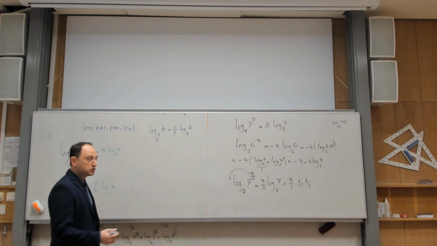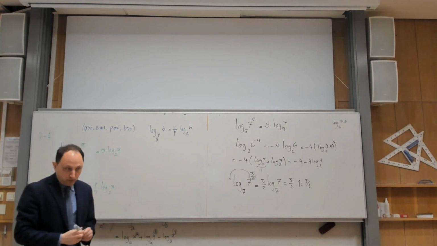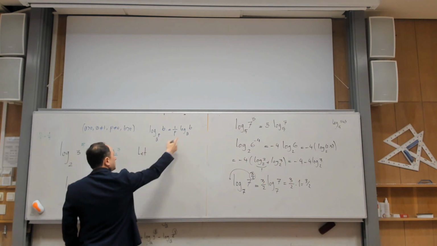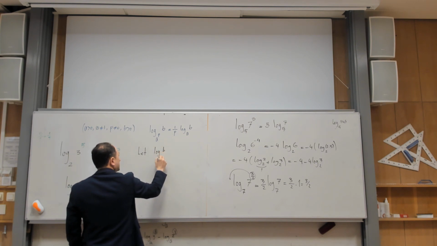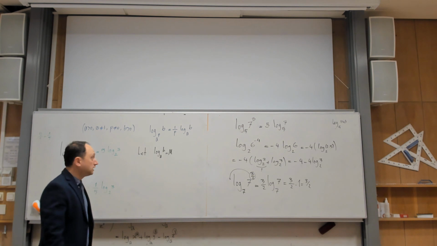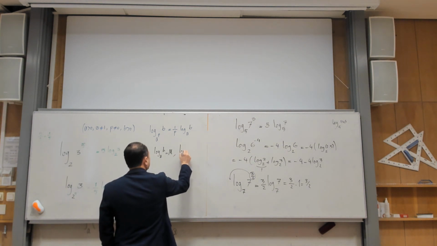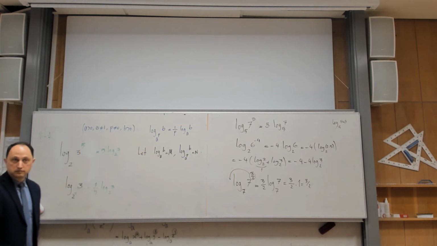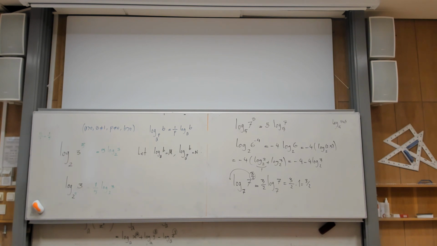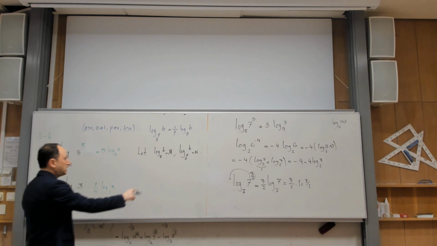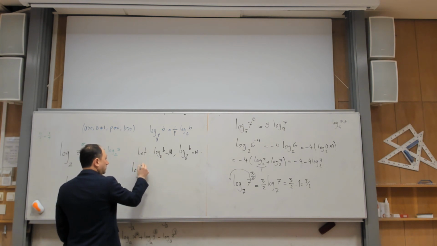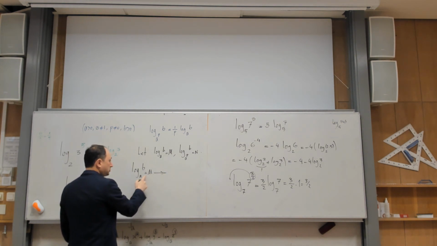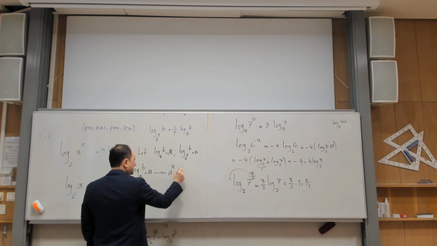So we give them names. For example, let me change my color. Let me call this one log of b in base a. Let me call it m. And let the other logarithm be n. So you see, I am using the same trick over and over again. So I start from here. When you say that the log of b in base a is equal to m, what can I conclude immediately? That a to power m is equal to b.